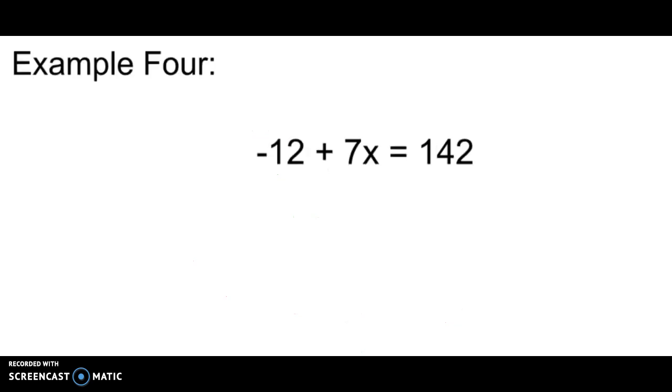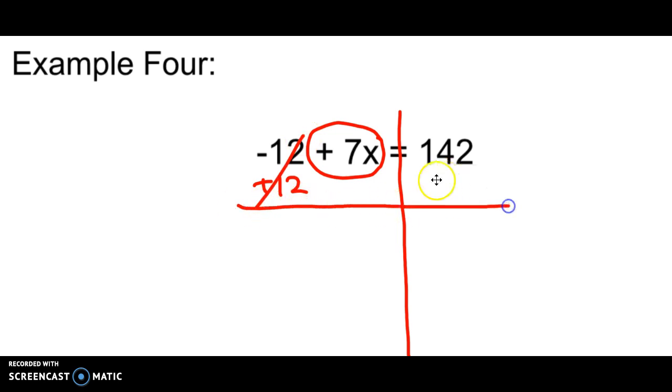Final example I'm going to do with you before you try a couple on your own. We get -12 plus 7x, and again that plus sign goes with the 7. We talked about that in our expressions unit. I'm trying to get that alone. So the first thing I need to get rid of is this -12. I do that by adding 12 to get me to 0, which means I have to add 12 to the other side. So now I have my positive 7x alone on one side, and I have 154 over on the other side.